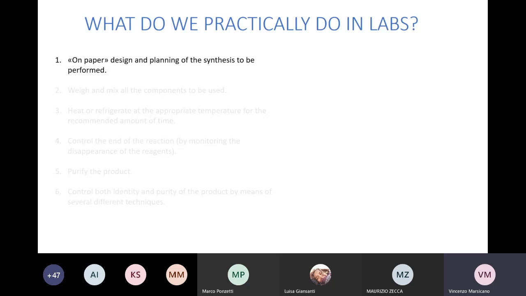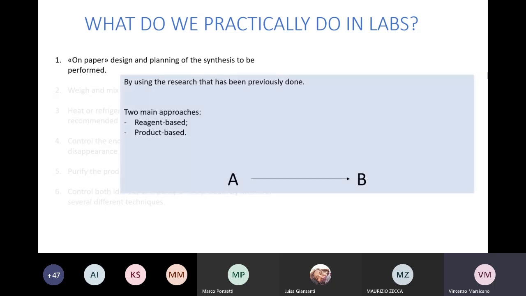For sure, the first and most important part is the planning and the design of the synthetic strategy on paper. This is mostly done by using literature sources, so the research that has been done by others before us. When planning a reaction, two main approaches can be followed, which I like to call reagent-based and product-based.